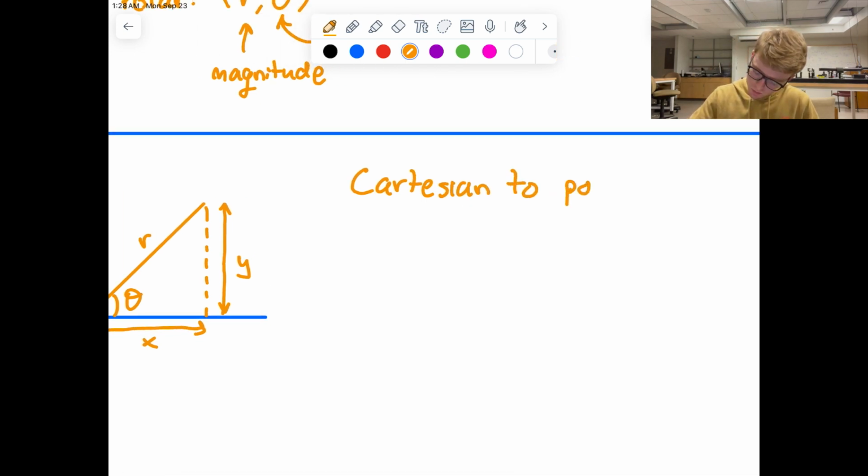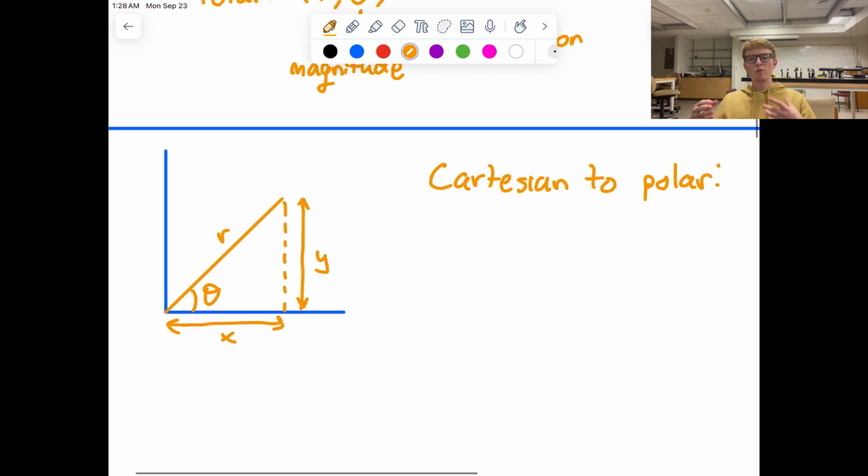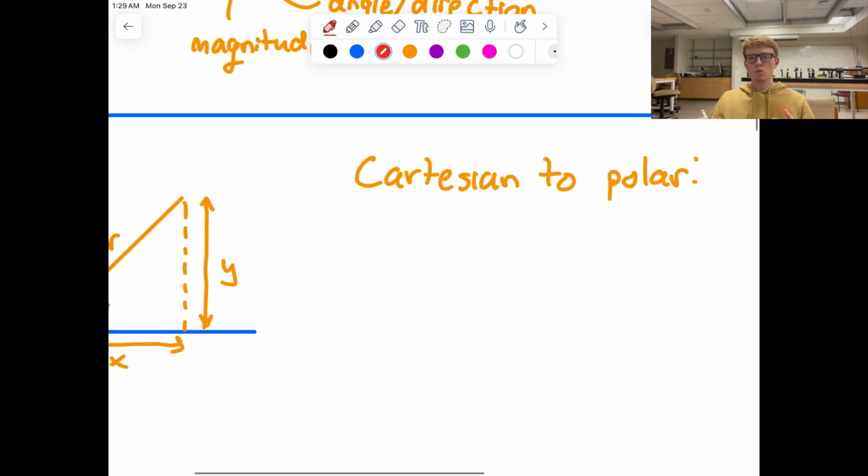Cartesian to polar. If we're going from Cartesian to polar, that means we know x and y, and we want r and theta. So just keep that in mind: x and y are known. In this case, we're going to start off with finding the magnitude. We want to find r first.